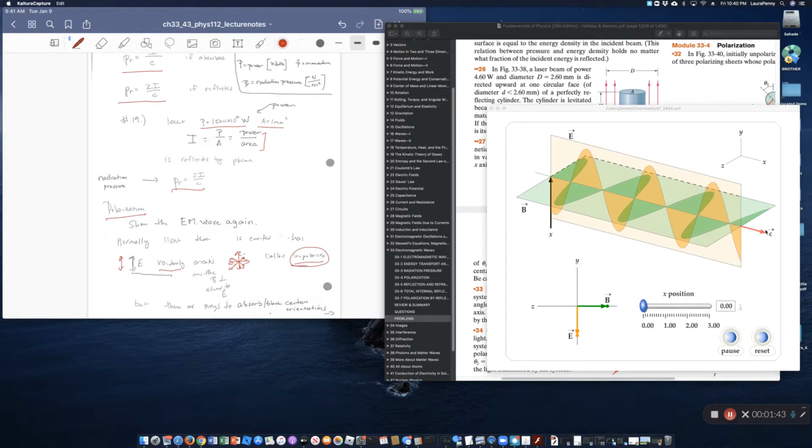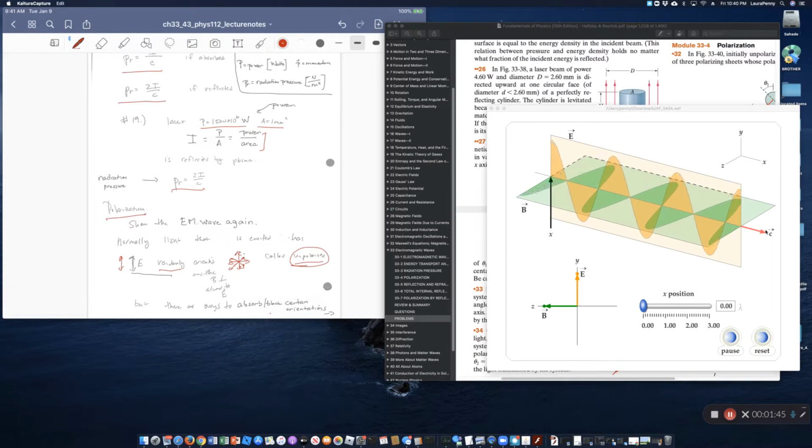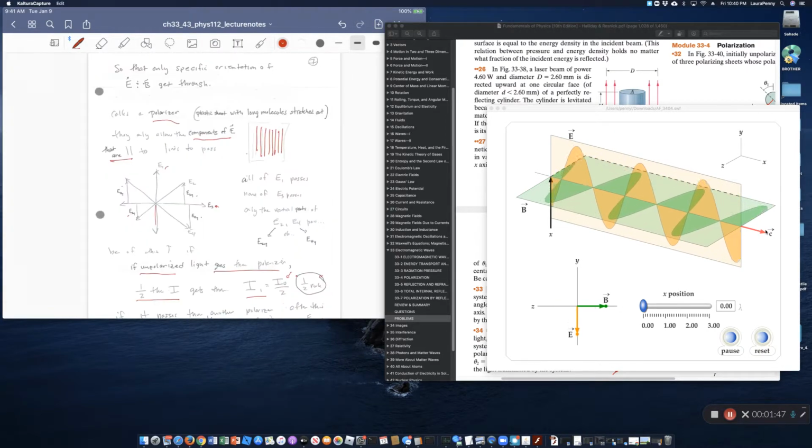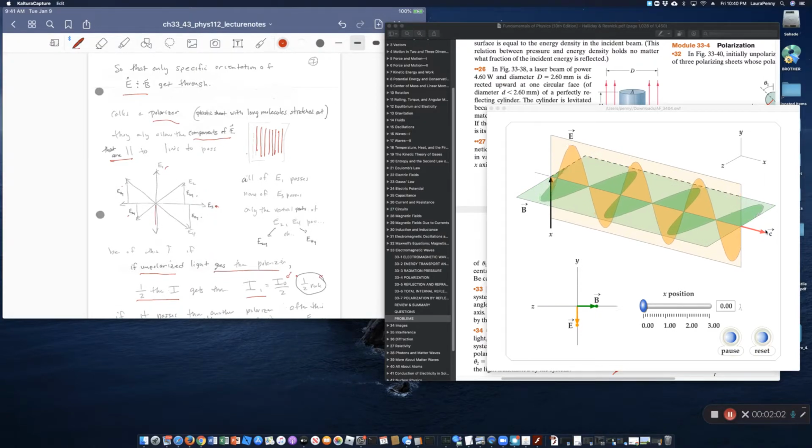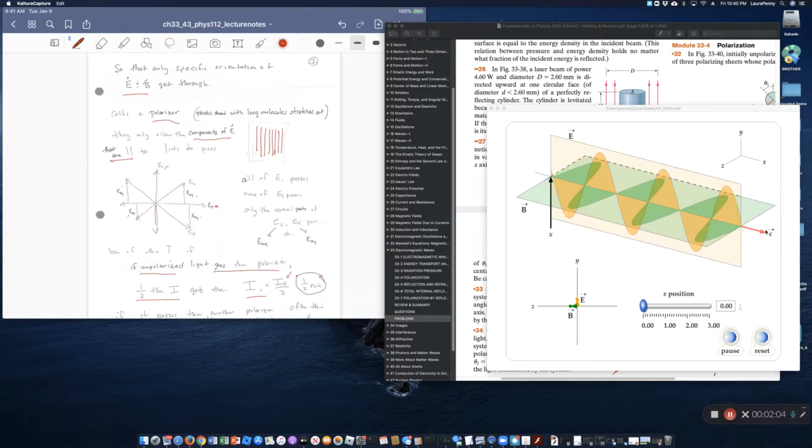But there are ways to absorb or block certain orientations, so that only specific orientations of our electric field and also magnetic field come through. This is called a polarizer, and they're usually sheets of plastic. You can also make sunglasses out of these, and they have very long molecules stretched out on them that only allow components of the electric field that are parallel to those lines to come through.